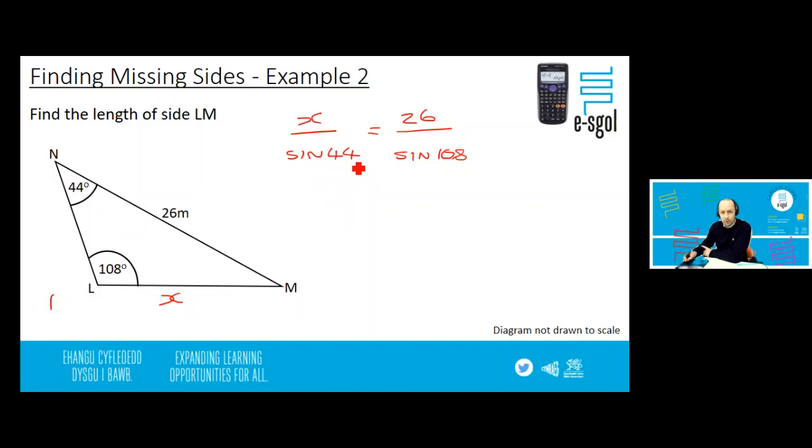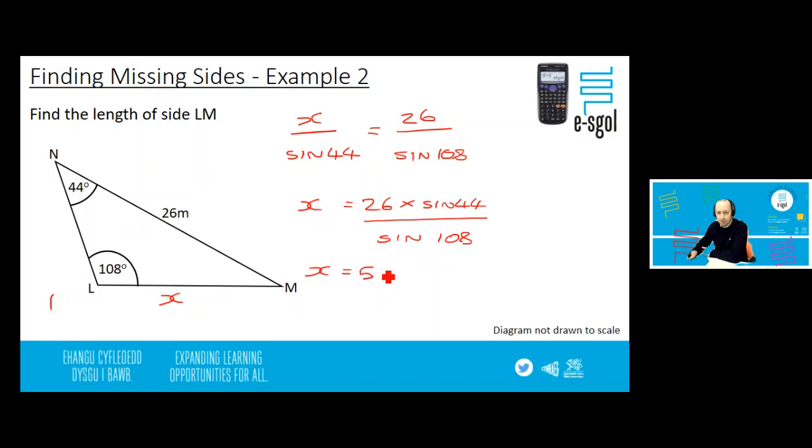Now the sine of 44, I'm going to move that up, so it multiplies the other side. So x equals 26 multiplied by the sine of 44. All of that is going to be divided by the sine of 108. Like I said before, you need to be familiar with the calculator. I probably type this in and press equals, then divide, but there are other ways of doing it. So let's have a look what we get. We type it all in.